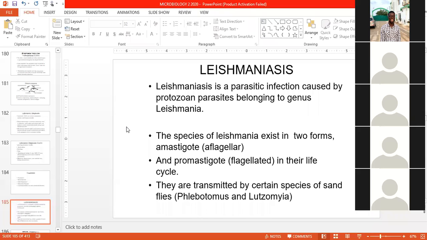Then our next condition is Leishmaniasis.